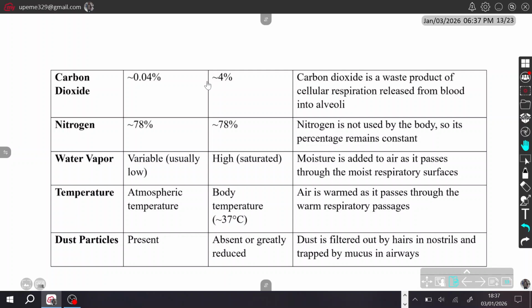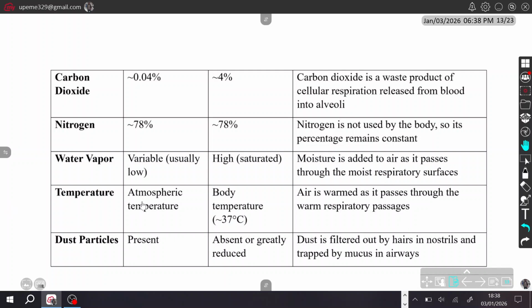All right. Then nitrogen. The air we breathe in has 78% of nitrogen. The one we breathe out also has 78%. Why? Because nitrogen is not used by the body, so its percentage remains constant. Then water vapor, variable, usually low. When we are breathing in, the water vapor is low, but when we breathe out, it is high or saturated. Why? Moisture is added to air as it passes through the moist respiratory surfaces. So that is the reason.